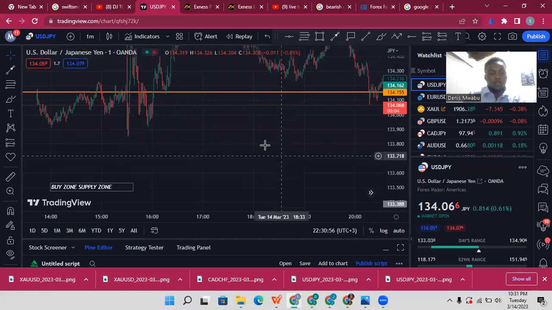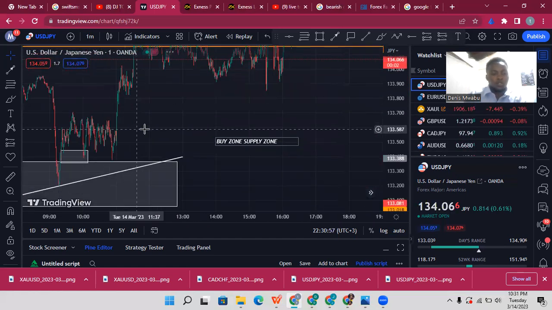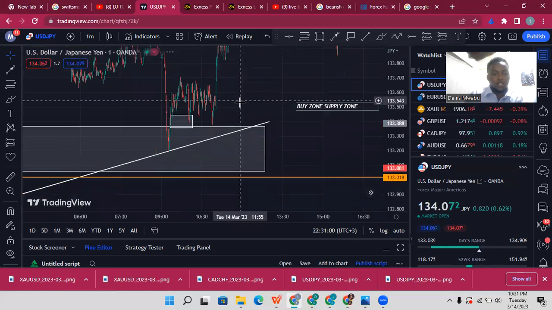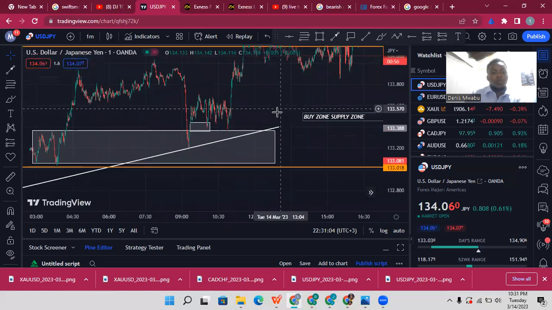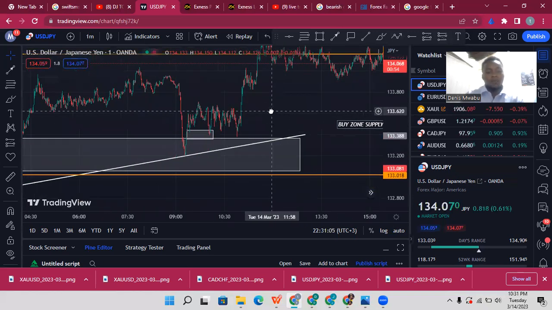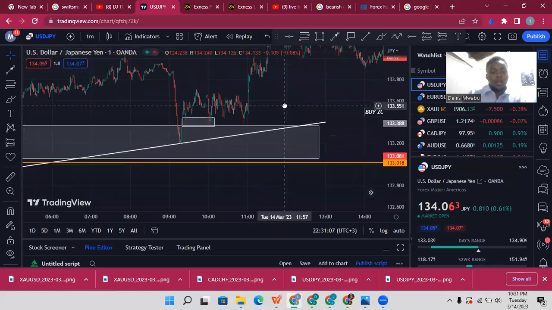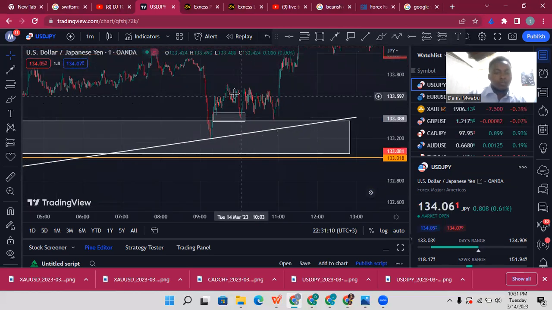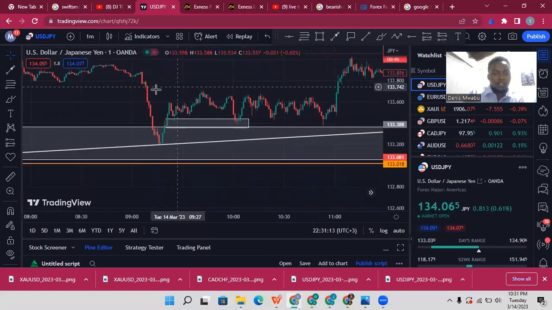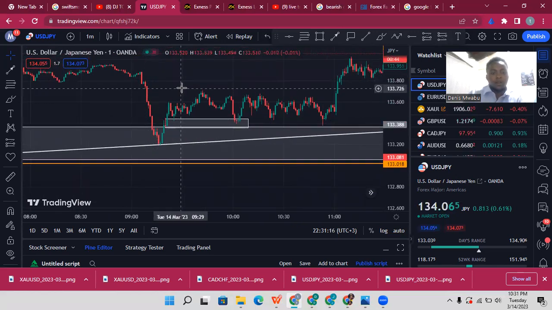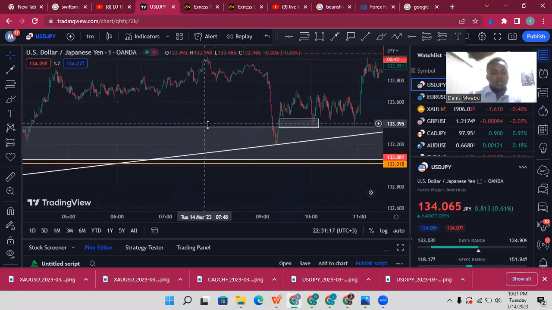So let me show you the pattern that actually made me take this trade. Remember, as I was beginning the video, I talked about an imbalance. What I saw was this imbalance had happened. Price has moved down completely to this level.